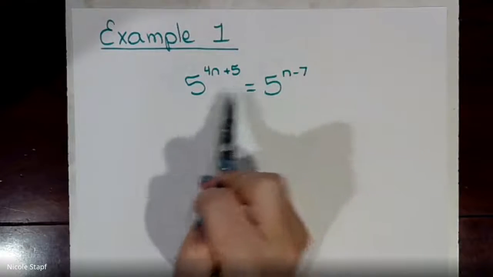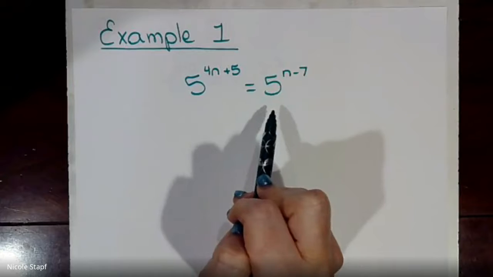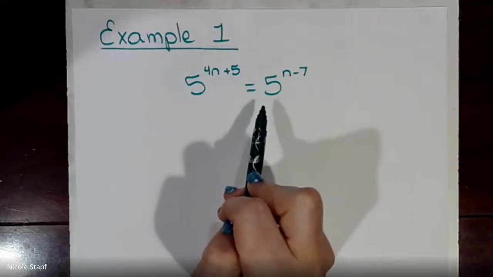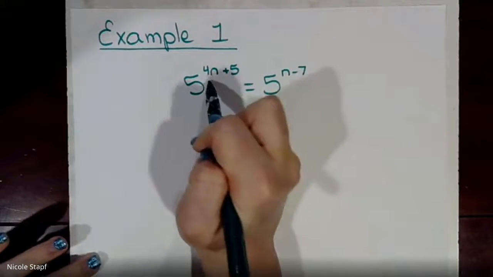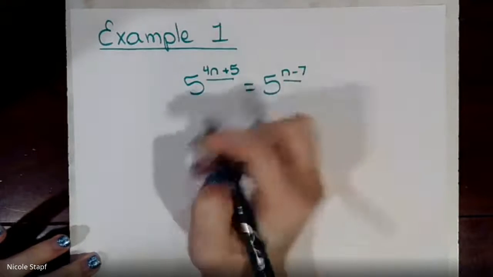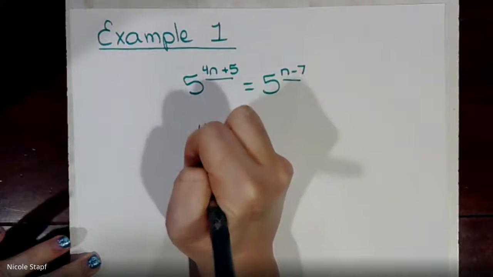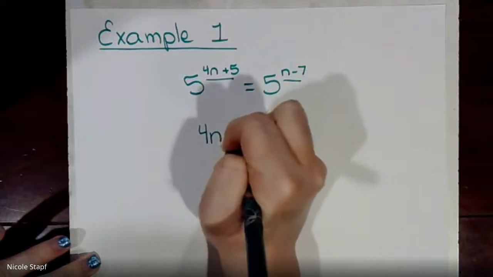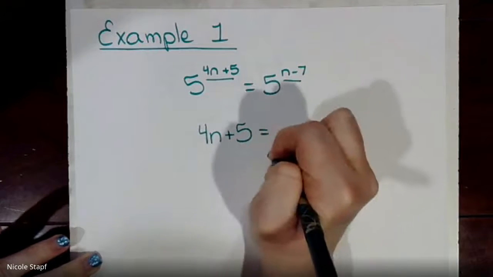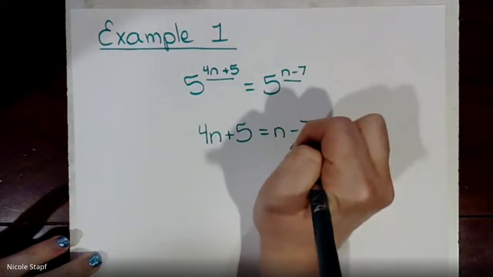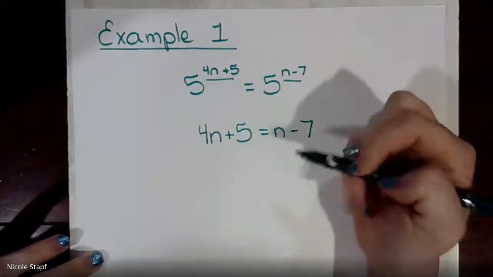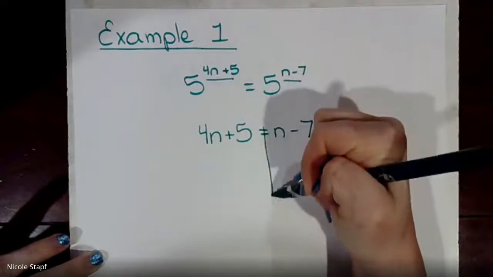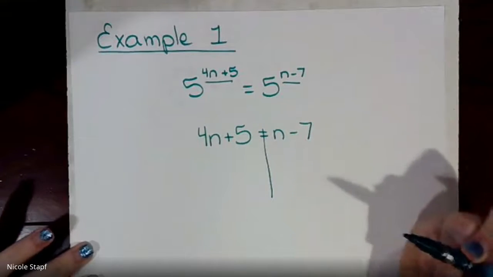So since both of these are already the same, we're going to go ahead and jump to the third step here, where we're just going to take our exponents and set them equal to each other. 4n plus 5 equals n minus 7. And now that we've done that, we can just solve this equation like we would a basic algebra 1 problem.